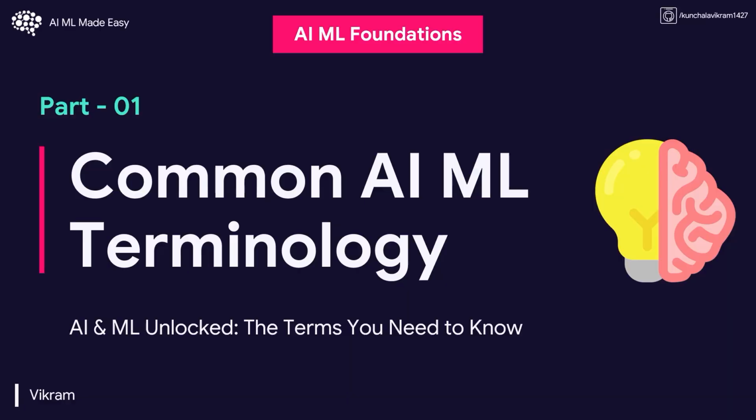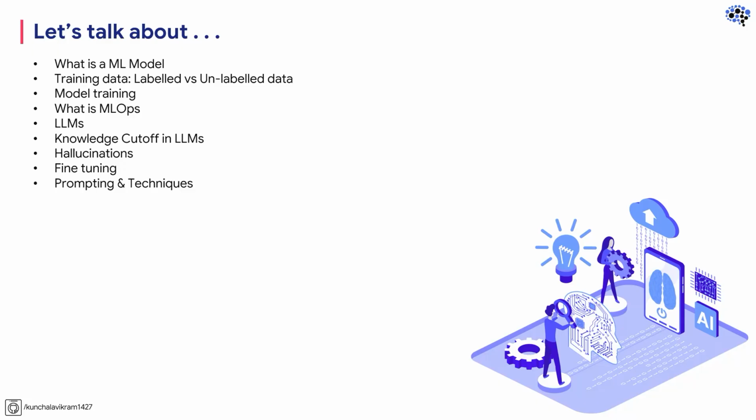In this video, we'll understand some of the common AI/ML terms that we use regularly. We'll be doing this in multiple parts, and this video is part of AI/ML foundations that we recently started. So let's try to understand what is a ML model, what is training data, labeled versus unlabeled data, model training, what is machine learning operations, what are LLMs, knowledge cutoff in LLMs, hallucinations, fine tuning. We'll also understand what is prompt and some prompting techniques.